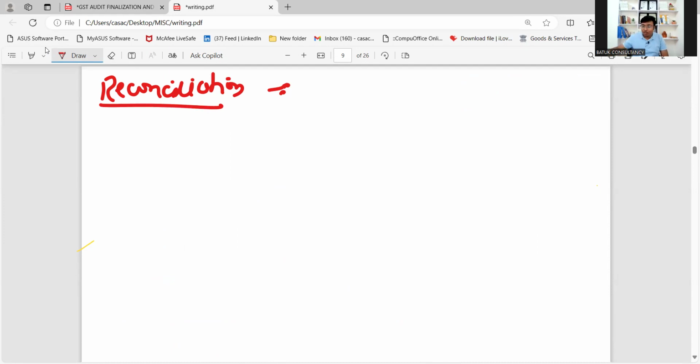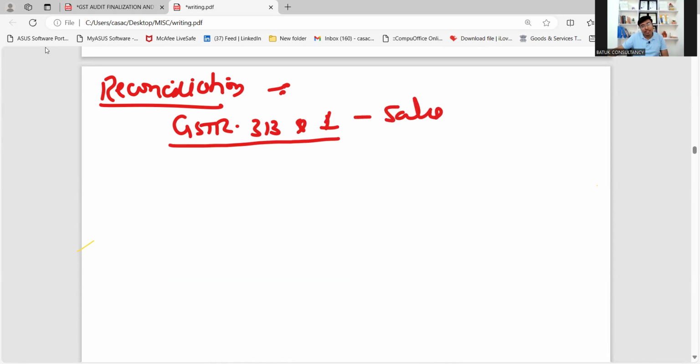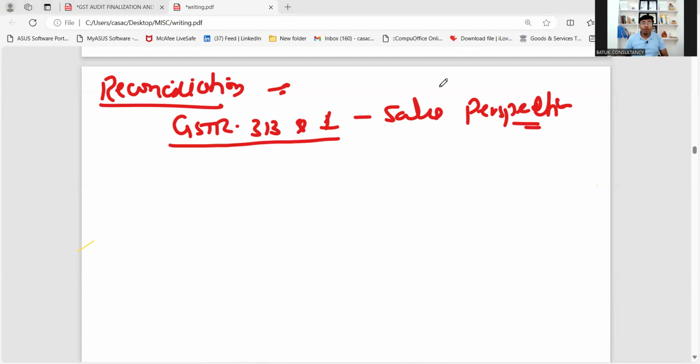So there is a requirement. You just need to demand the reconciliations of GSTR 3B and GSTR1. First, you need to demand the reconciliation of GSTR1 and GSTR3B, which is from the sales perspective. If there is any difference, in that case, you have to ask the reason for the difference, and we should be ready with that specific reconciliation from the sales perspective of the GSTR1 and GSTR3B returns.